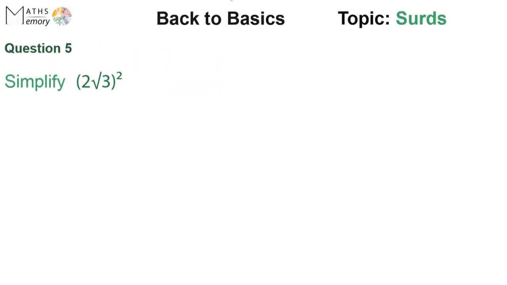Question 5, back to basics. Press pause, write this question down, press play when you're ready. In this case, we're asked to simplify 2 root 2 in brackets squared. Let's put the terms as numbers and surds. The number is 2 in yellow, and this green is a surd term over here. Squared means you've got to multiply everything you see in the brackets by itself. So we might as well write this, 2 root 3, 2 root 3.